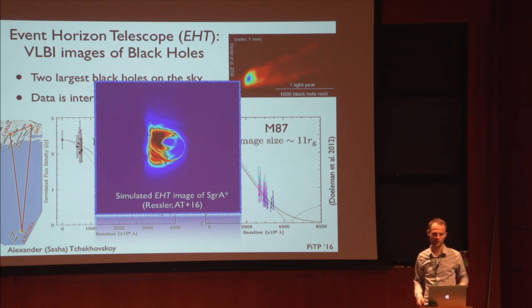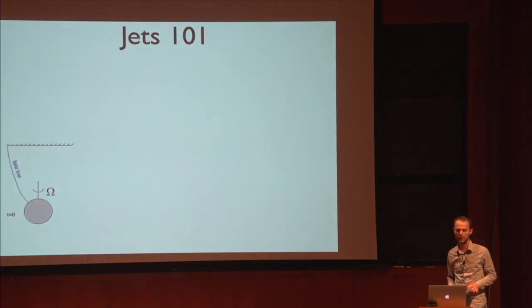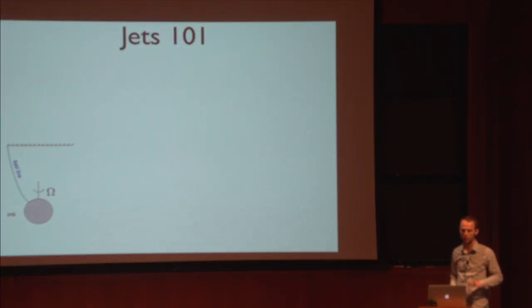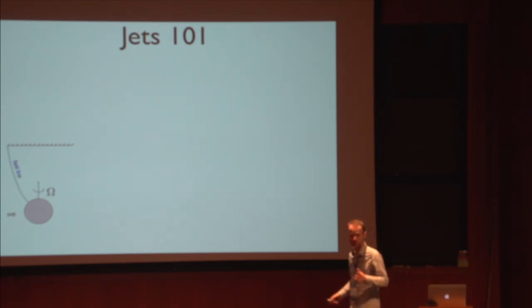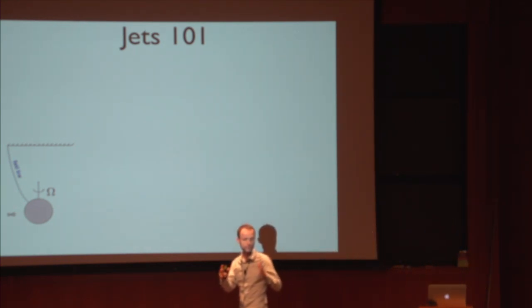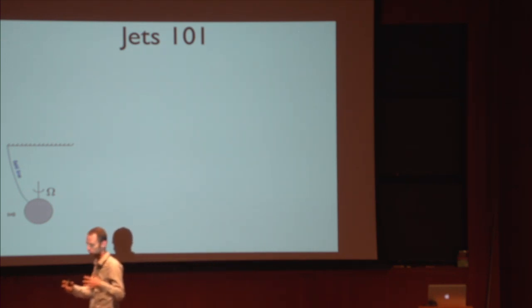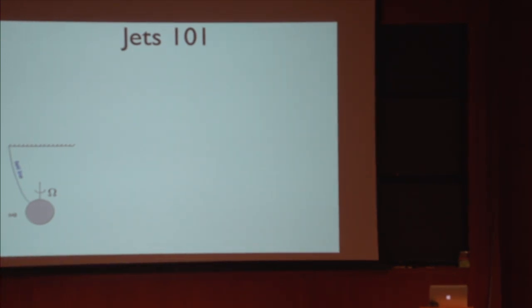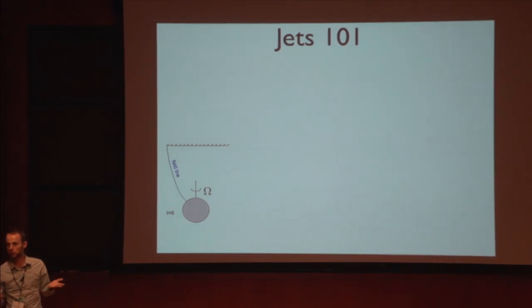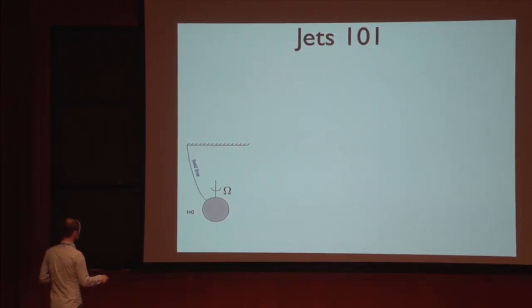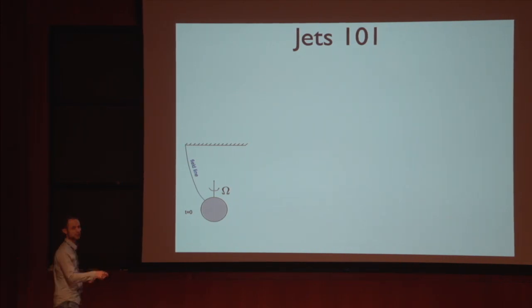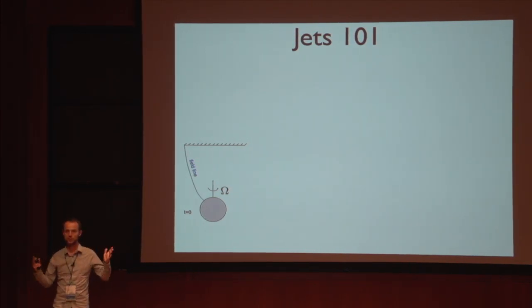I will take one step back right now, and I will show you, in a very simple analogy, how jets are produced by magnetic fields. Let us consider a perfectly conducting sphere, which is meant to represent the central object, be it a neutron star, a black hole, or a normal star. It could be a white dwarf as well. And let us consider a ceiling, which is meant to represent the ambient medium.